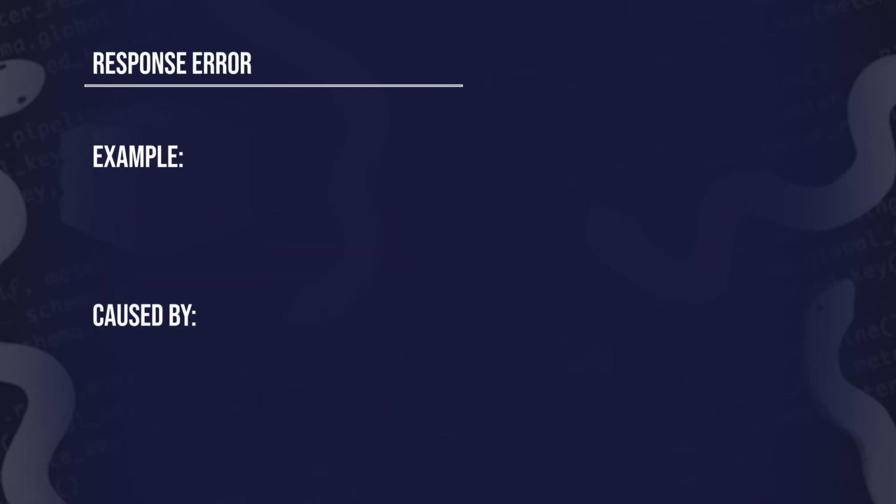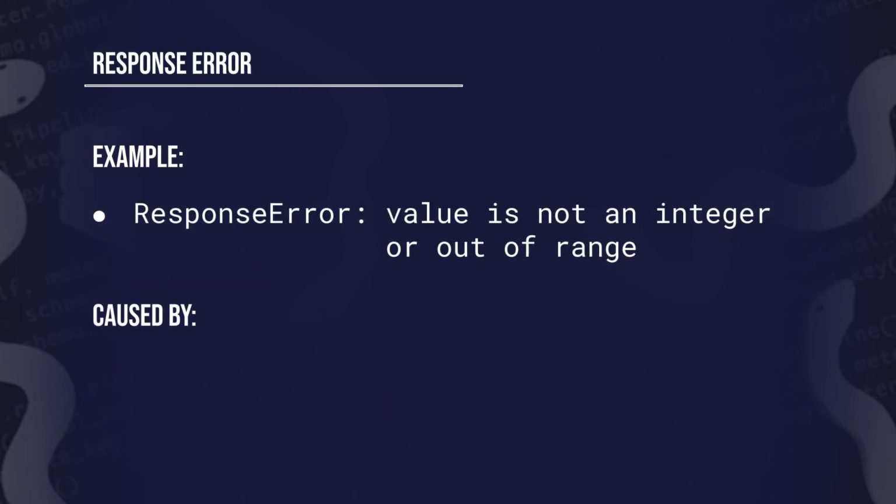Now let's talk about what happens if Redis itself returns an error when you run a command. RedisPy wraps this up in a ResponseError. As an example of when you might see this, you'll get a ResponseError if you try to perform an operation on the wrong type, like ZADD on a key holding a string.